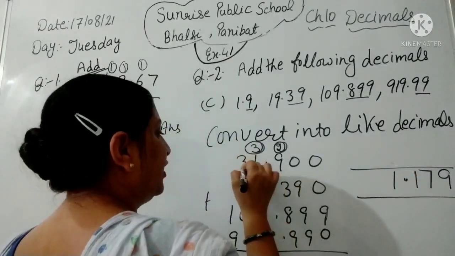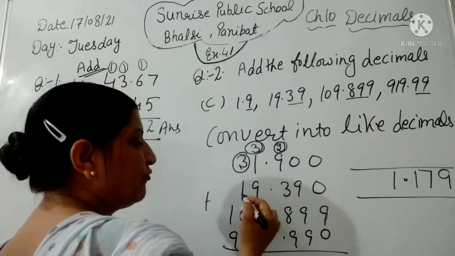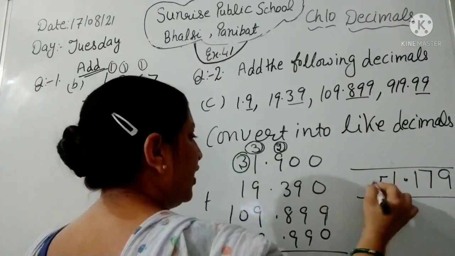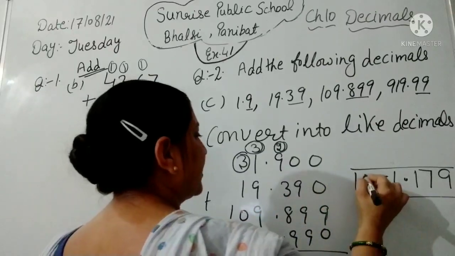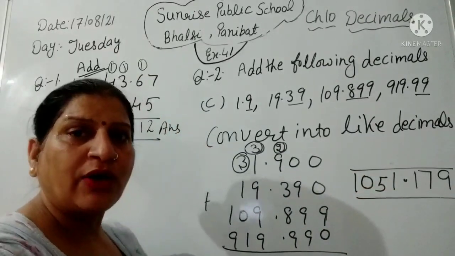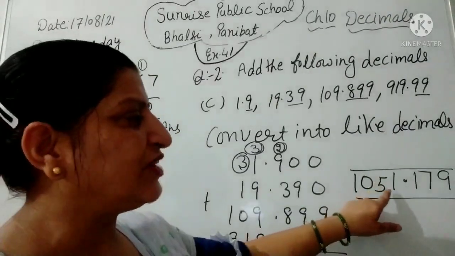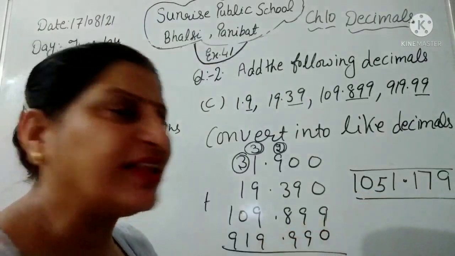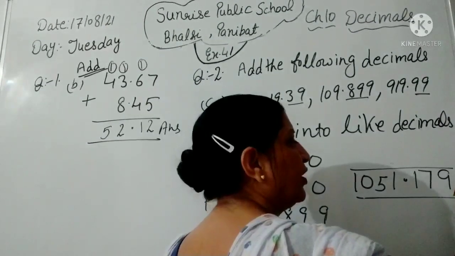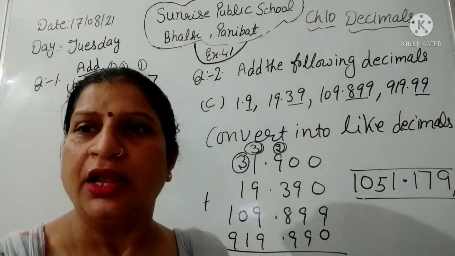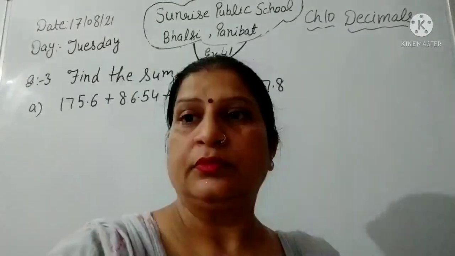Then 3 carry. 3 plus 1 is 4. 4 plus 1 is 5. And then 9 plus 1 is equal to 10. Now our answer becomes 1051.179. This is our answer. Clear this one? Now we do the next question.